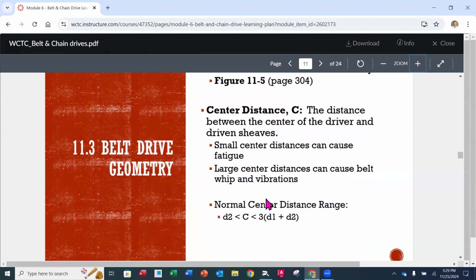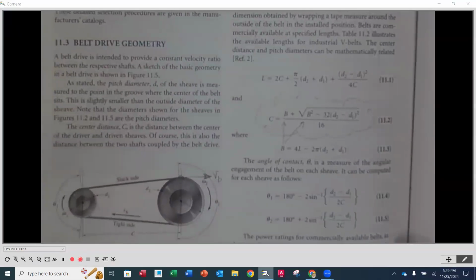Center distance. We already talked about center distances. Small center distance can cause fatigue, but too large of a center distance can cause the belt to whip or excessive vibrations. So the normal center distance range is going to be the equation that we see down here, which happens to be in the next column. There isn't an equation number listed for that. So if we look, here is our illustration. If we go to the next column, you'll notice that our center distance, which is right in between here, needs to be greater than whatever the diameter of the output sheave is.